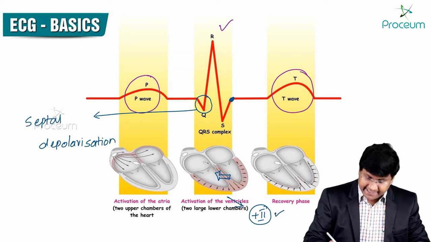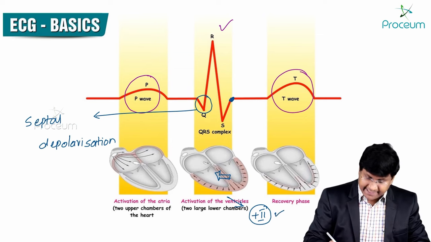This is your SA node and this is your AV node. And you have the bundle of His. And then you have the right bundle branch as well as the left bundle branch. Now, if there is a block in any of these bundle branches, then in such a case, in bundle branch block, you will have this wide QRS complex, okay?